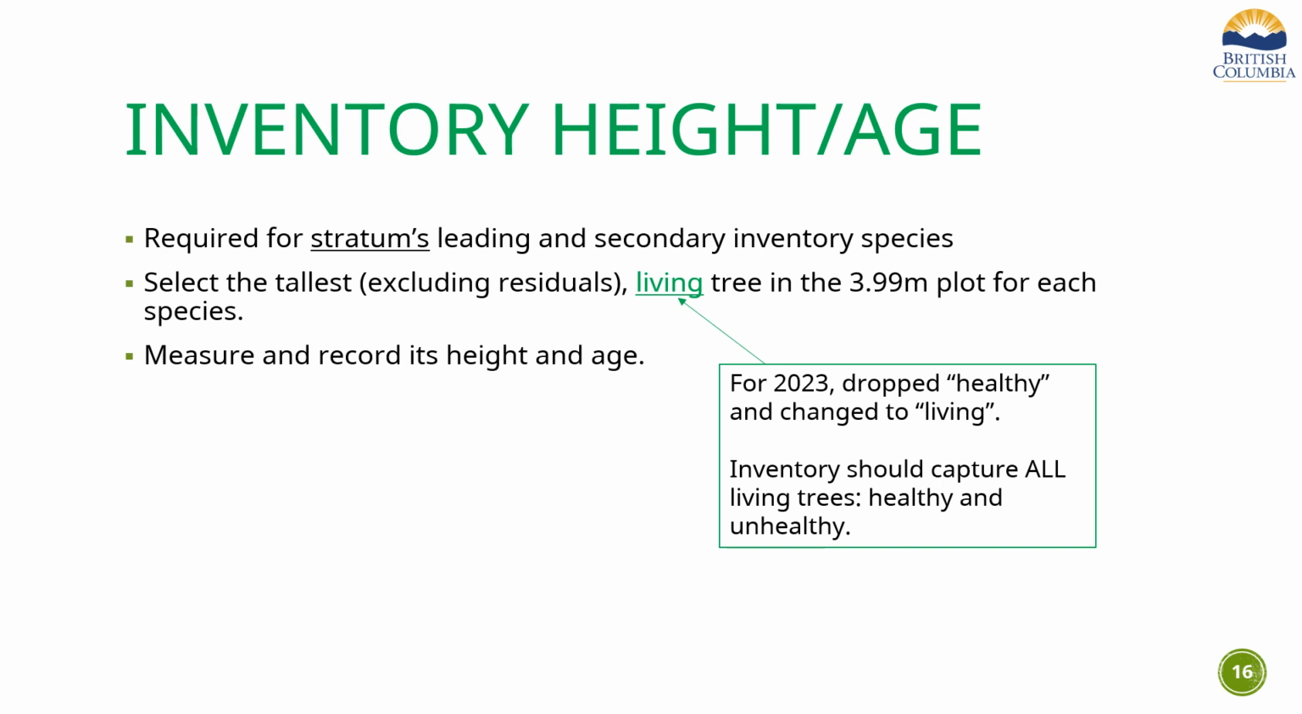Now, I did tweak the language slightly from 2022 based on FAIB, Forest Analysis and Inventory Branch's feedback. I dropped the word healthy and I changed it to living. FAIB emphasized that the inventory should reflect all trees, regardless of their health status, so this better aligns with how they do the VRI.